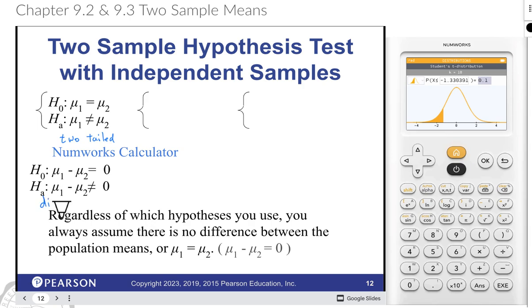So the key word we look for in the question is if it's looking for a difference, not greater than or less than. Those will be the next two.